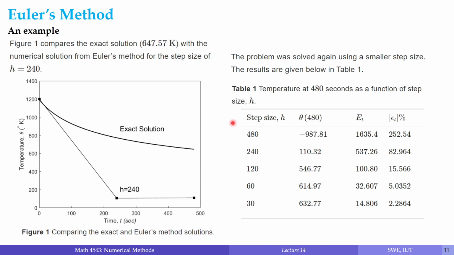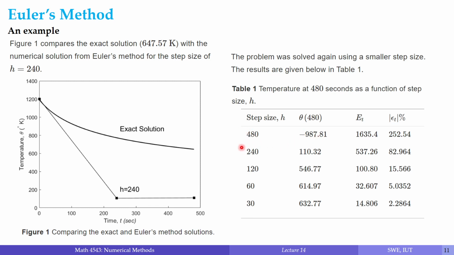Fine. So just like we have seen before, if we use step size h equals 240, we end up with 110.32, right, which is somewhere over here, a little below 200, right? So if we use various step sizes, for example, if we use only a single step of size 480, we'll end up with a very bad approximation of minus 987.81 kelvins. We'll get to see the graph in a bit. Just notice this table over here for the time being.